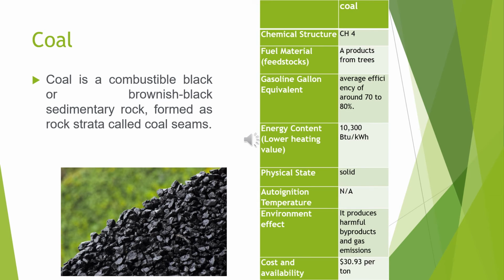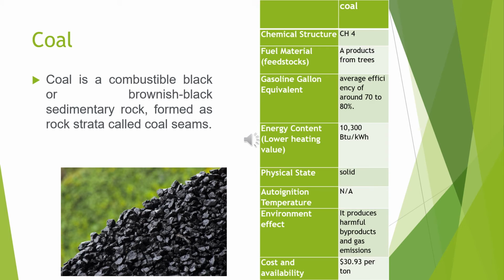Now we discuss coal. Coal is a combustible black or brownish black sedimentary rock, and it is formed as rock strata called coal seams. The chemical structure of coal is CH4, and it is a material from trees.